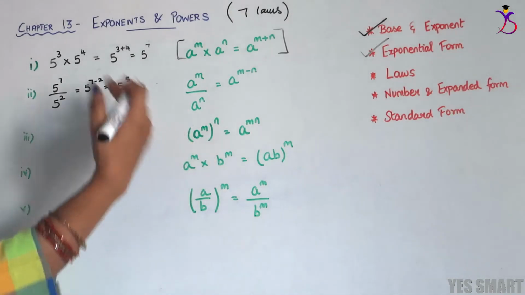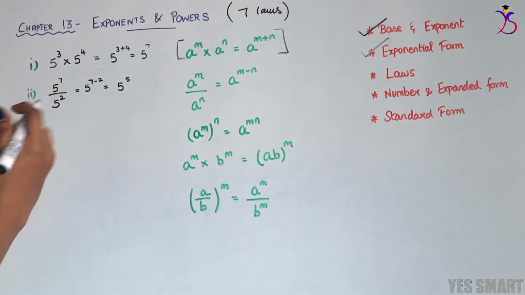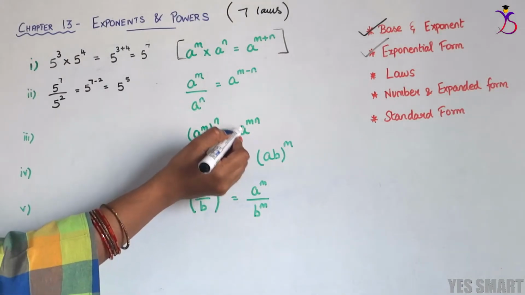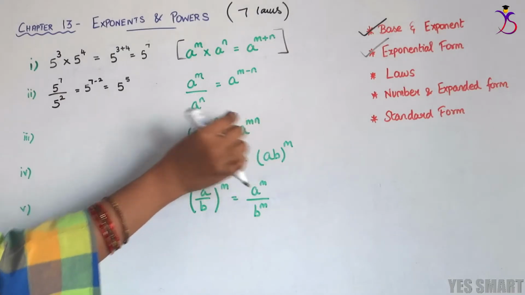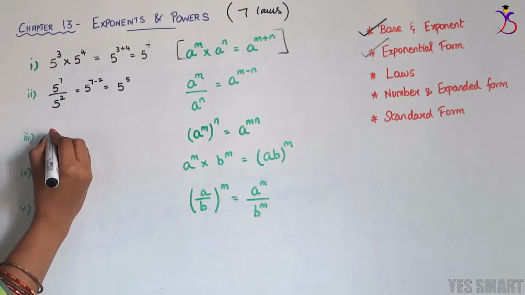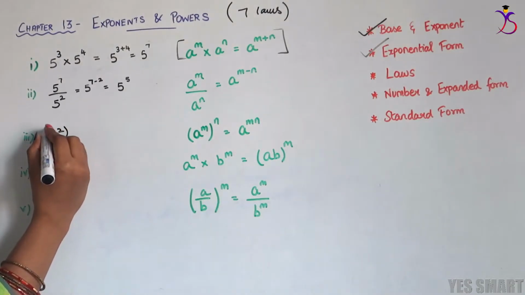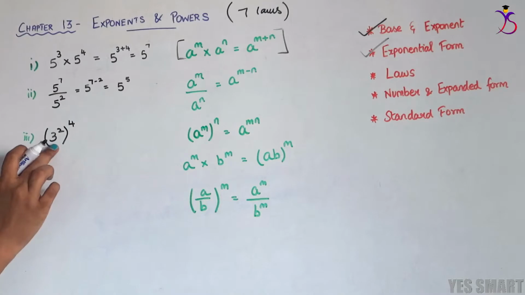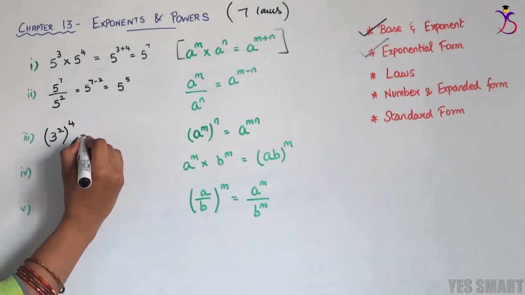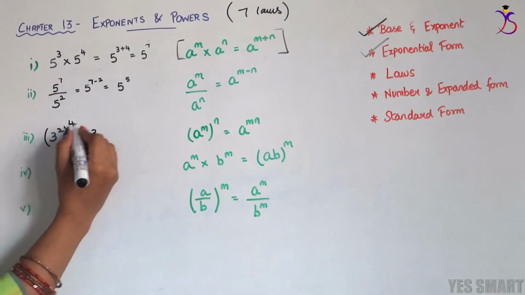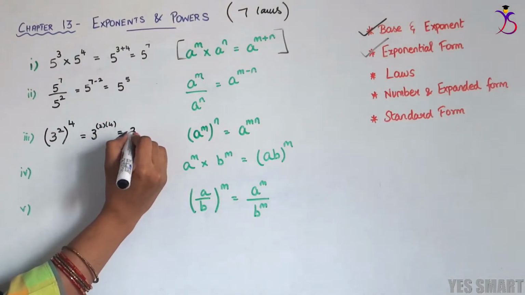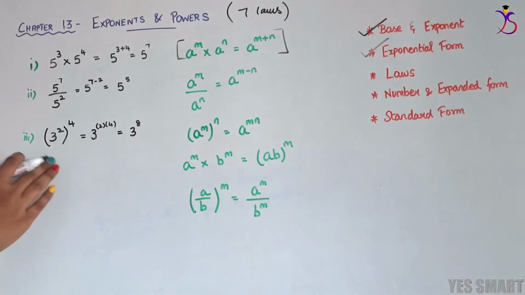Now, moving on to the third law, a power m the whole power n, which is equal to a power mn. We will have a power to a power. So in this case, we just multiply both the powers. For example, 3 to the power of 2, the whole power 4. So we have two powers. Now we multiply the powers, that is 3 to the power of 2 into 4. 2 4s are 8. Therefore 3 to the power of 8 is the final answer. We are just multiplying the powers.